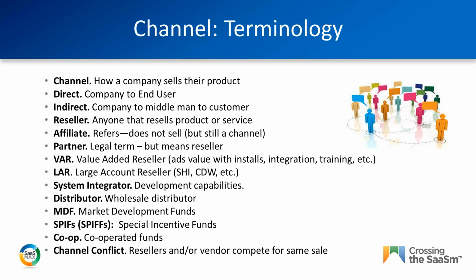The channel is how a company sells their product, right? Direct is when you go company to the end user. An indirect path is when you're selling through a middleman to a customer. A reseller is usually the term for anyone who resells a product or service.